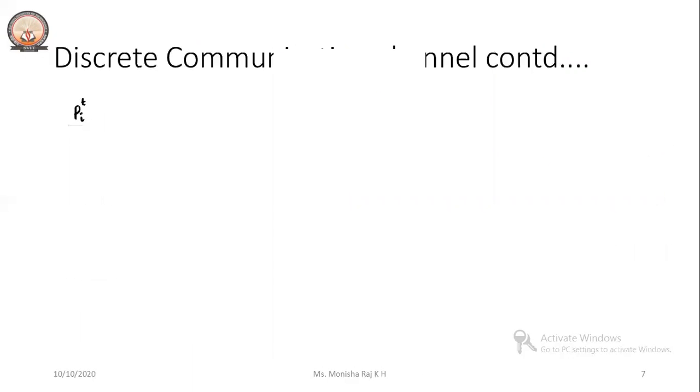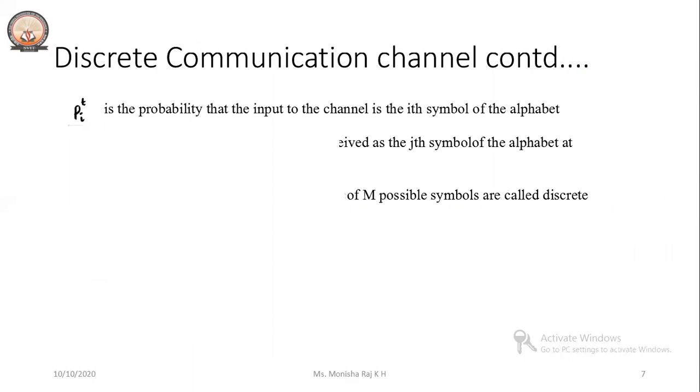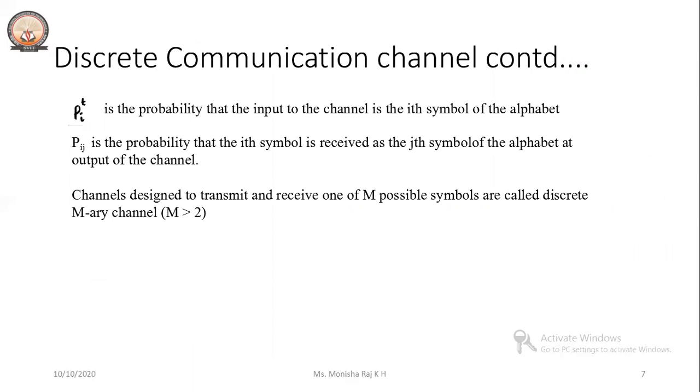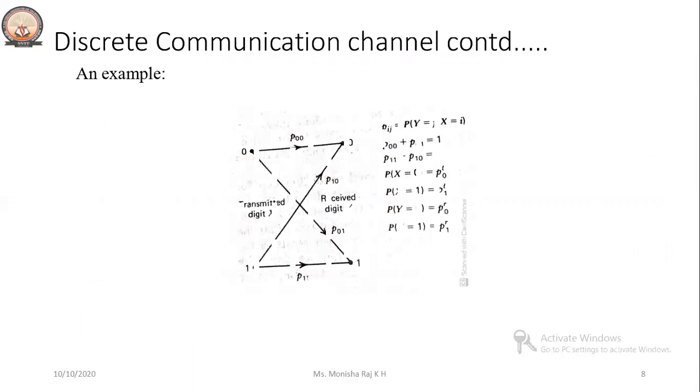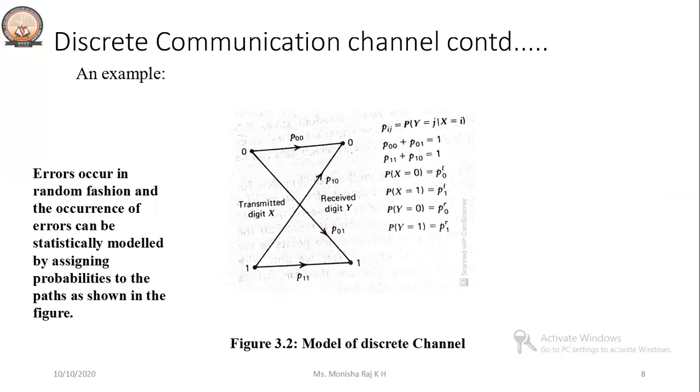Next, in the binary case, we have statistically modeled the digital channel, as shown in the figure on the slide. This figure is the model of a discrete channel. Errors occur in a random fashion, and the occurrence of errors can be statistically modeled by assigning probabilities to the paths, which is shown in the figure, where P00 plus P01.